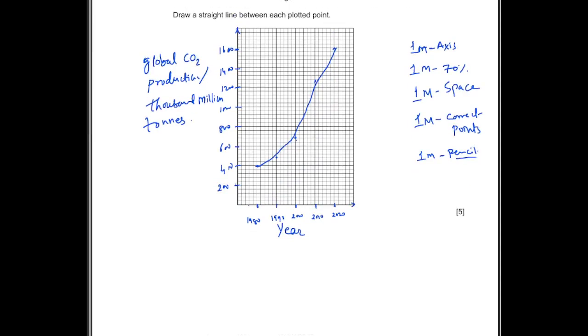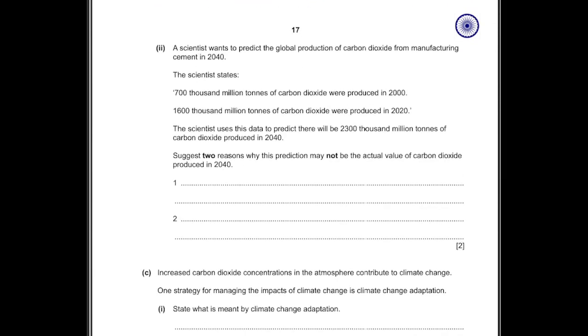Now moving to the next question. Now a scientist wants to predict the global production of CO2 from manufacturing cement in 2040. The scientist states 700,000 million tons of CO2 were produced in 2000, whereas 1600,000 million tons of CO2 were produced by 2020. The scientist uses this data to predict there will be 2300,000 million tons by 2040 in the atmosphere, that is tons of CO2 in the atmosphere. Now suggest 2 reasons why this prediction may not be the actual value.